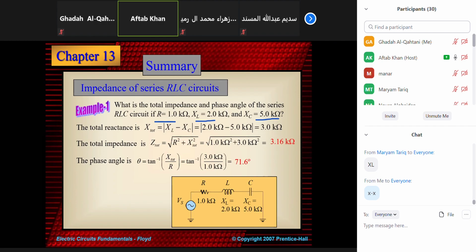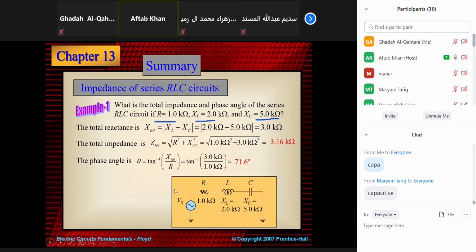And what is the answer for that? Is the circuit capacitive or inductive? Okay, XC is greater than XL. So inductive or capacitive? Capacitive, right? Because XC is greater, the circuit is behaving like a capacitive circuit.